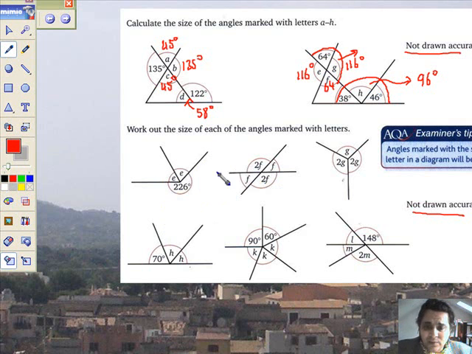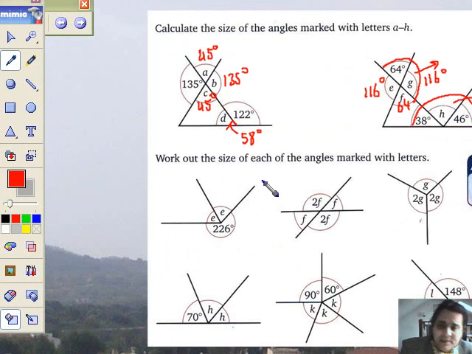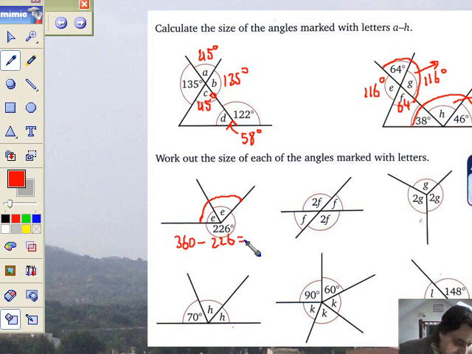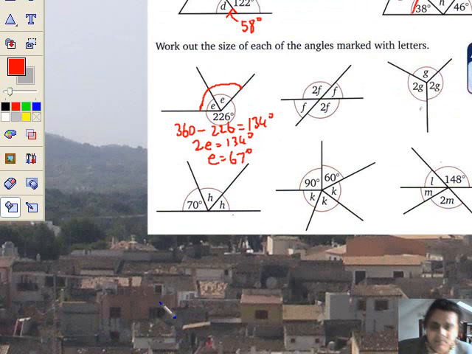Right, here we have angles at a point coming to 360. Essentially, we know that these two angles are identical because they're both called letter E. First of all, we take away the 226 from 360 to leave us something. So 360 take away 226 gives us 134 degrees. So basically 2E is 134 degrees, so a single E is going to be half of 134, isn't it? So we divide that by 2 and get 67 degrees and get our marks and move on.